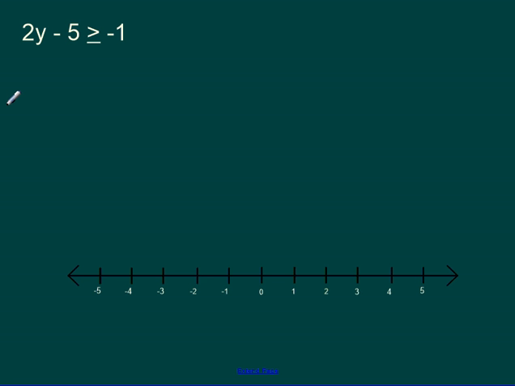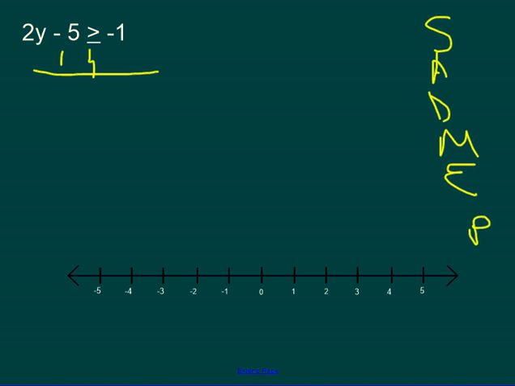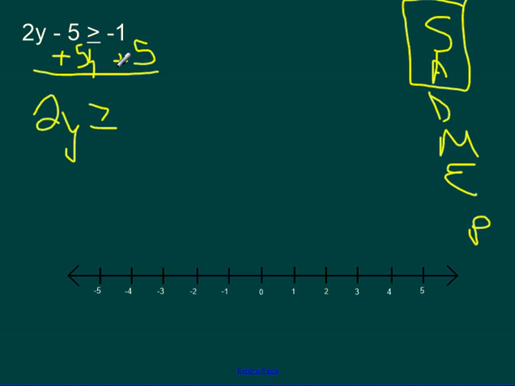We have a 2-step inequality now. So let's go ahead and just go through the same process. Here's our balance. I'm going to start out following SADMAP. Sorry guys, I still don't have my pen. And I'm going to undo the subtraction and addition first. So I'm going to add 5 to both sides. That leaves me with 2y is greater than or equal to -1 plus 5.